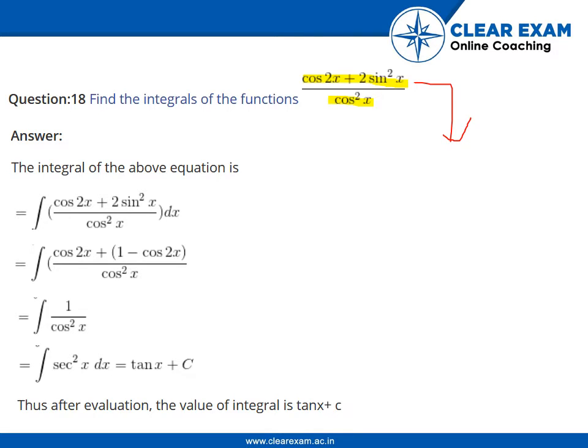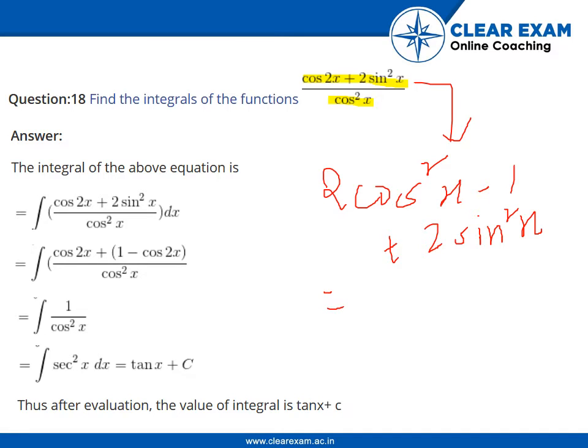Cos 2x can be written as 2 cos square x minus 1. And we already have 2 sin square x. Now 2 cos square x plus 2 sin square x will give me 2 into (sin square x plus cos square x). Now sin square x plus cos square x is actually equal to 1. So we get 2 minus 1, that is equal to 1.